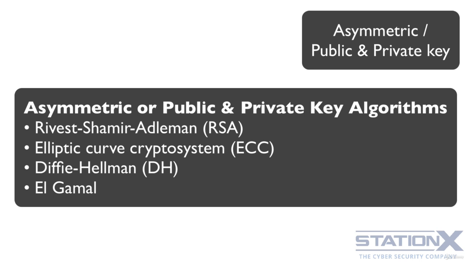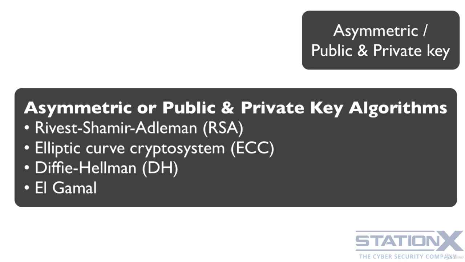Another common and increasingly popular algorithm is the elliptic curve crypto system, or ECC. Security of this algorithm comes from computing discrete logarithms of elliptic curves. There's Diffie-Hellman, and the security of this comes from the algorithm calculating discrete logarithms in a finite field. Diffie-Hellman is becoming more popular because it has a property called forward secrecy, which we'll discuss later. And then you've got ElGamal, and the security of this algorithm comes from calculating discrete logarithms in a finite field as well.